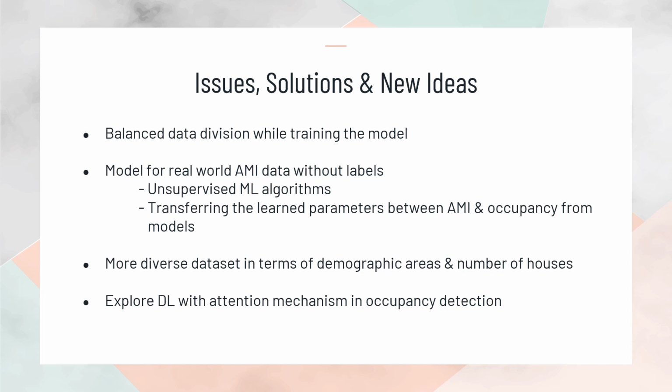Second, in the real world, we don't get labeled AMI data. So we can test unsupervised machine learning algorithms for occupancy detection. Third, we can gather more diverse data in terms of demographic areas. And at last, we can also try deep learning with an attention mechanism for occupancy detection.